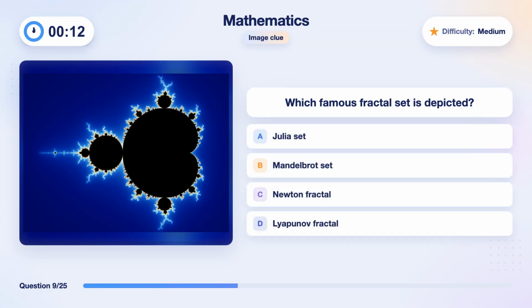Which famous fractal set is depicted? Options: A. Julia set, B. Mandelbrot set, C. Newton fractal, D. Lyapunov fractal. Sounds easy, but don't rush. You have 12 seconds. Timer starts now. Who got it? The answer?